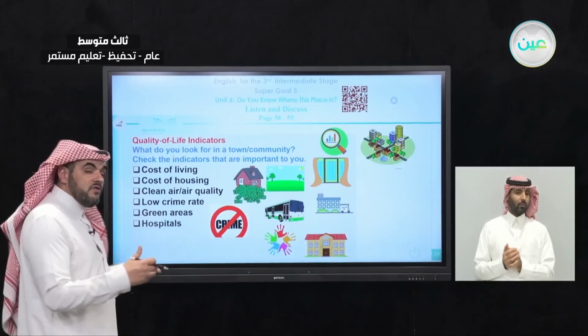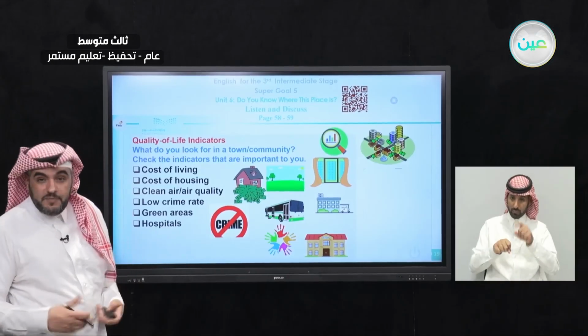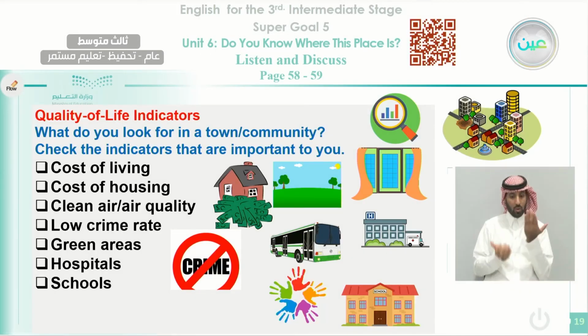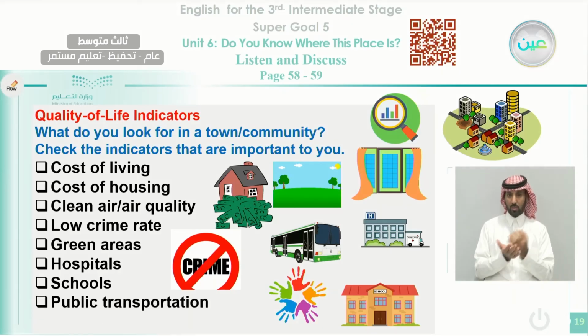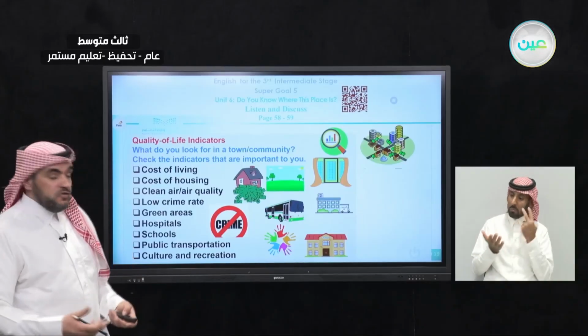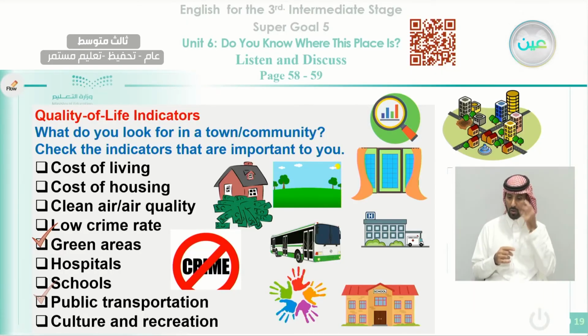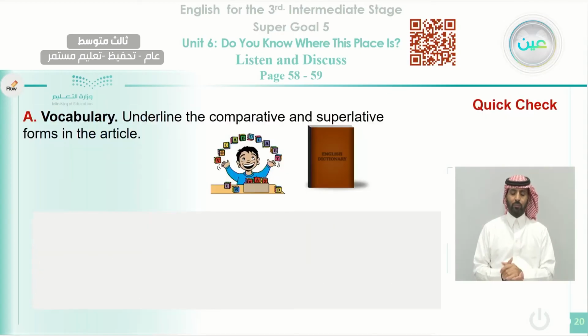Are you looking for areas that are close to hospitals? Are you looking for schools? Does this neighborhood have schools? Also, public transportation, like trains, buses, taxis, and so on. Also, the culture and recreation. Are there any recreation centers where you can enjoy your time? Some of your colleagues here answered that they like green areas, public transportation, culture and recreation, and some of them like clean air quality and cost of living.